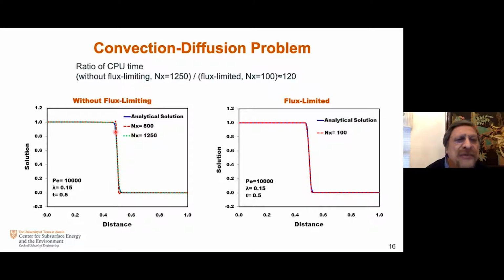However, if you don't use flux limiting in here, and I'm using here 100 grid blocks, in this case I'm using 800 grid blocks, and as you can see there, even in that case, using the higher order method, we basically have oscillatory results. And then computational costs, because I'm using so many grid blocks, becomes very prohibitive.